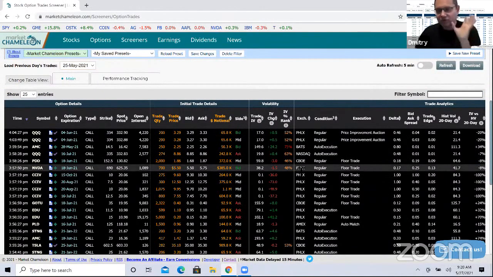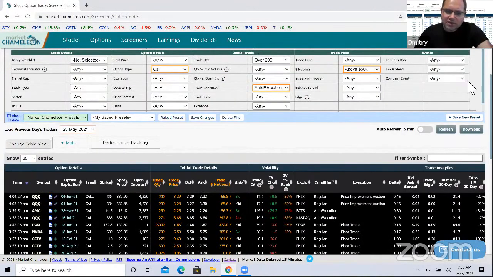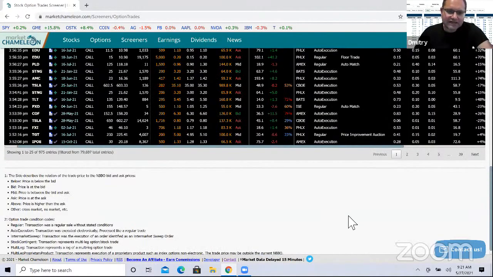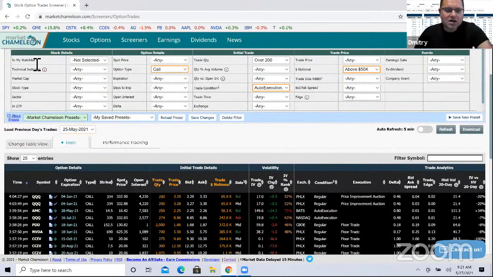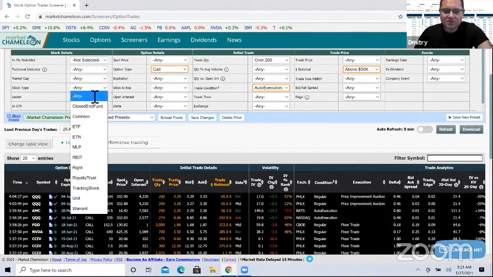So we're looking at a little bit bigger trades. I'm going to continue, let me see how many I have. I still got 975, so still a lot of them. Let's take a look at stock type. I'm going to look for common, okay?